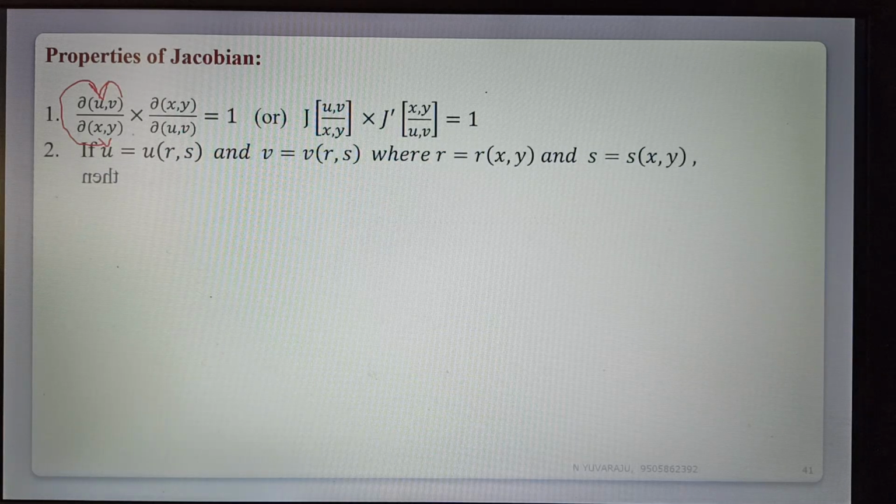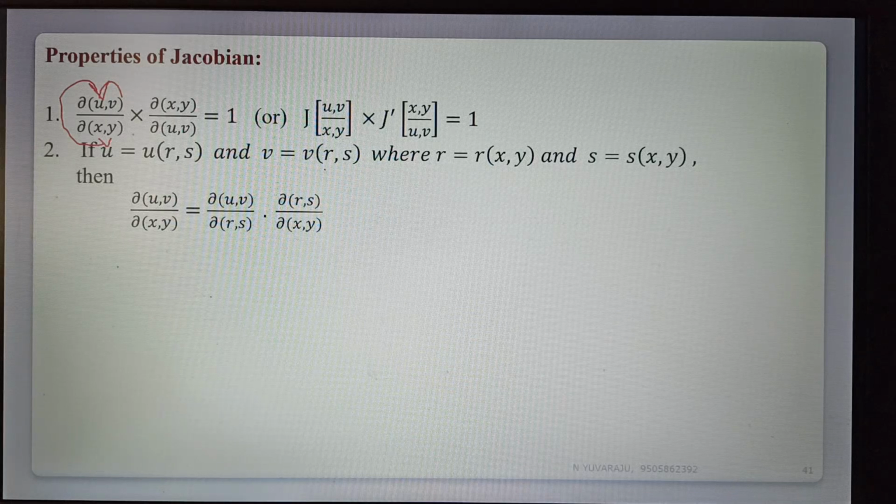The second property: u and v are functions of r comma s, and r and s are functions of x y. Then the Jacobian of u and v with respect to x y follows the chain rule. This is a composite function, so the Jacobian also follows the chain rule.